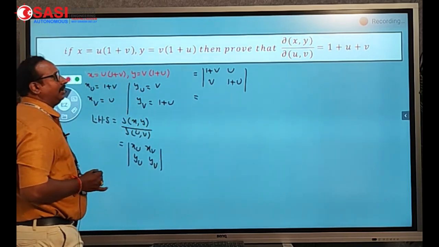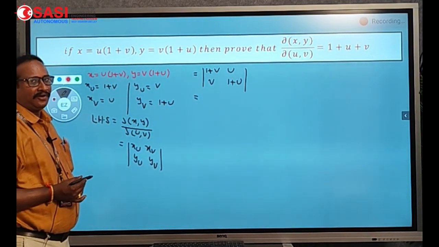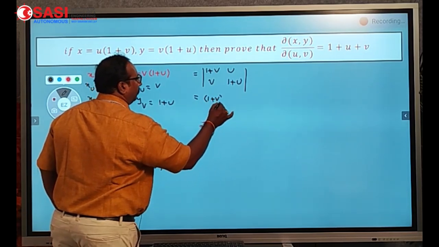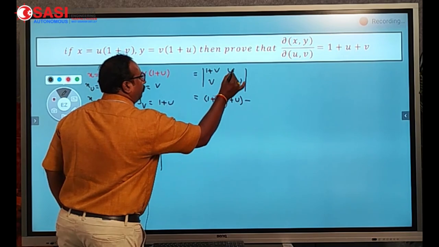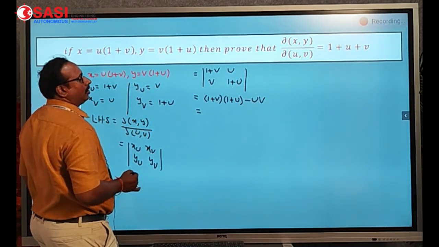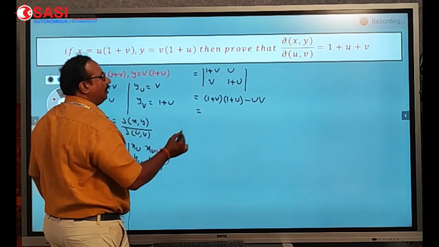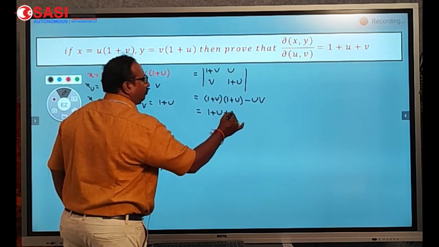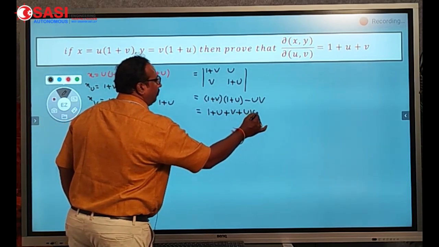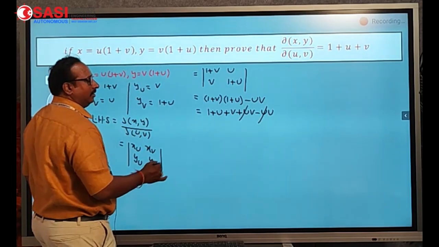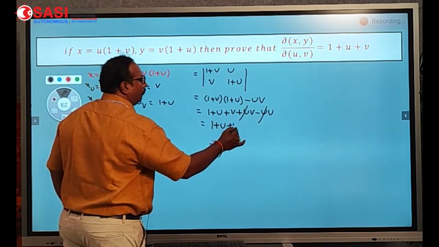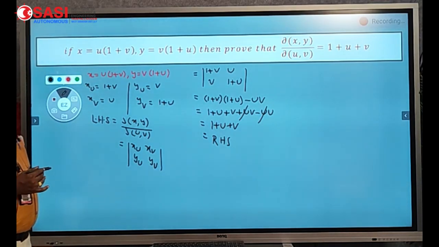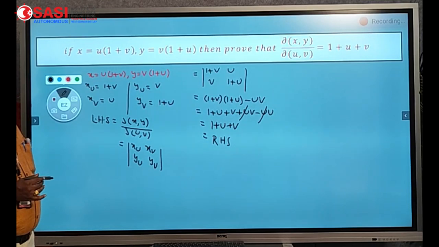So when we observe the determinant, clearly it is det of ABCD. We know how to calculate det of ABCD. Simply AD minus BC. So (1 plus v) into (1 plus u) minus v into u, that is uv. Okay. So now multiply both the brackets (1 plus v) into (1 plus u). First multiply with 1: 1 plus u. Now multiply with v: v into 1 is v, plus v into u, uv, minus uv. Minus uv plus uv cancel. Then we have 1 plus u plus v. Clearly it is RHS. Okay. So LHS equal to RHS. Finally we got ∂(x,y)/∂(u,v) equal to 1 plus u plus v.